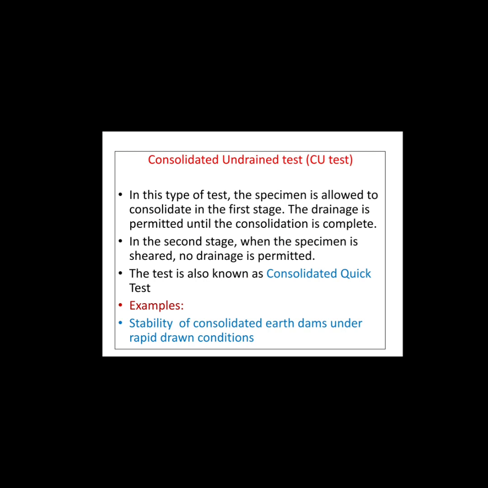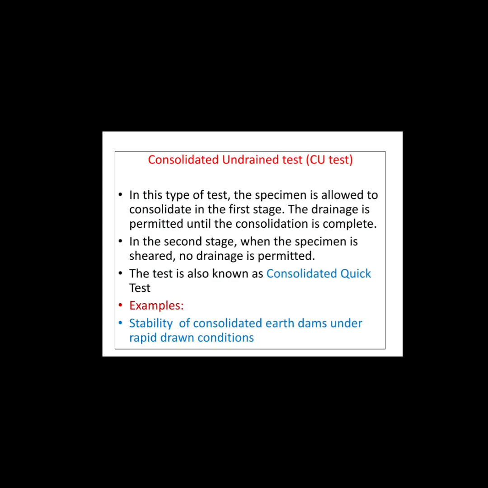The second test procedure is the consolidated undrained test or CU test. In this type of test, the specimen is allowed to consolidate in the first stage. That is, the specimen is subjected to a certain initial stress, that is, normal stress or cell pressure, and thereby pore pressures get developed, and there is sufficient time for these pore pressures to dissipate, and thus the consolidation of the sample is complete. The drainage is permitted till the consolidation process is complete.